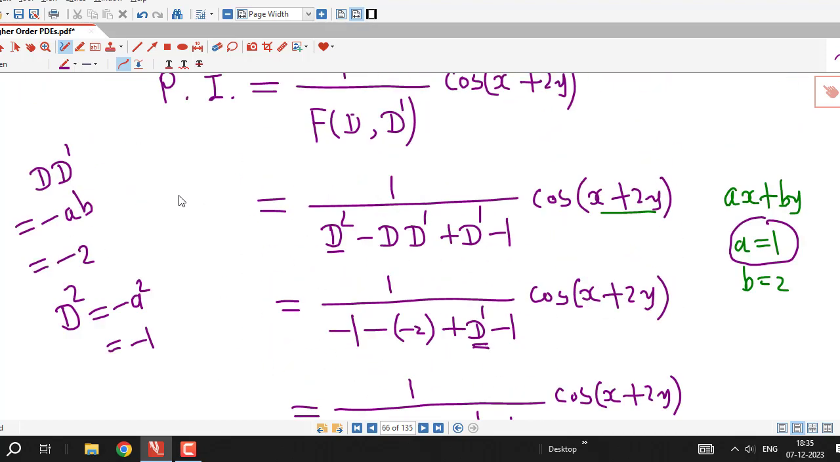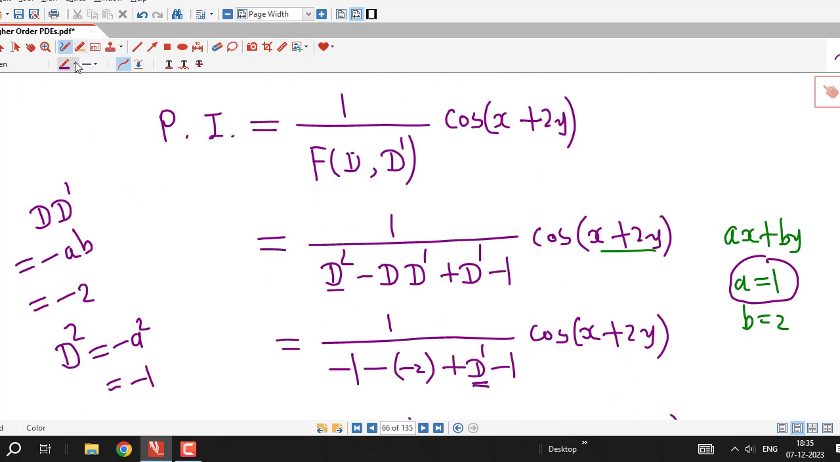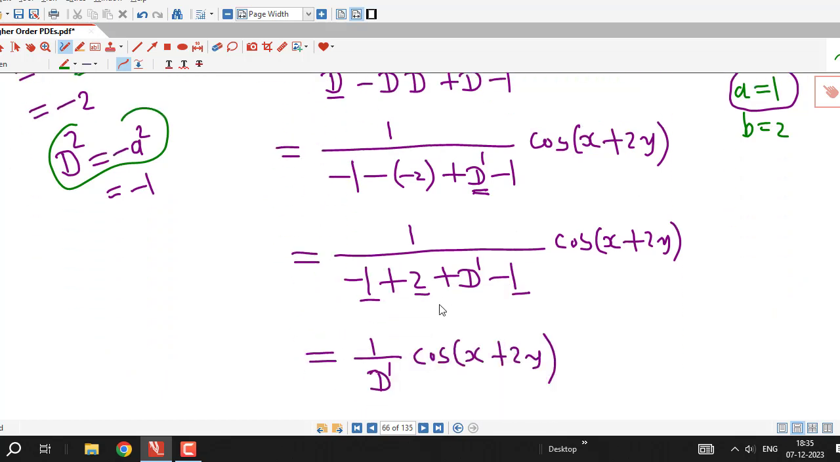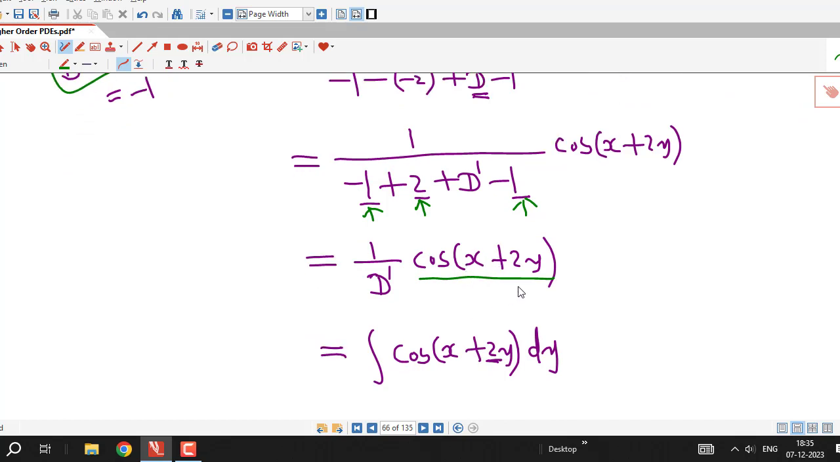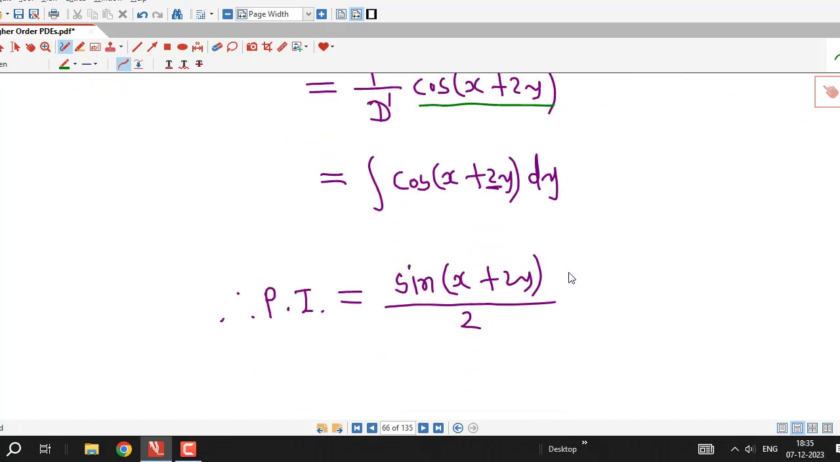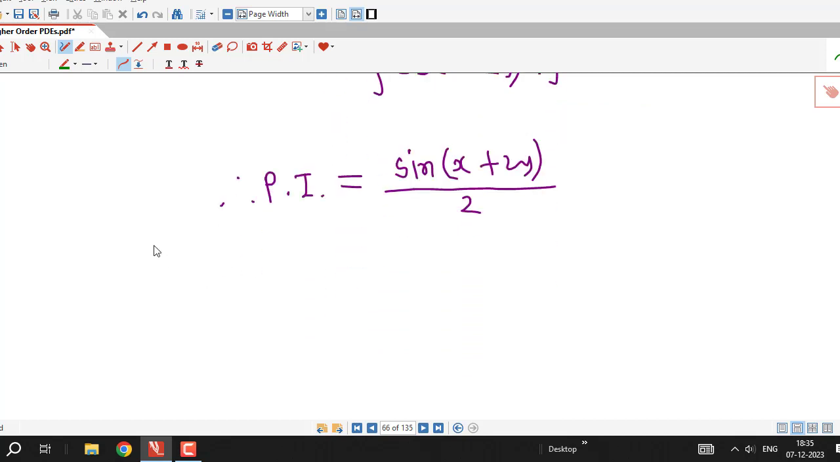So here you can understand it is very easy. Now we have replaced this D square by minus of a square, that is minus 1. D into D dash is replaced by minus 2, D dash as it is, and we see that all these constants cancel each other, and we are left with 1 over D dash cosine of x plus 2y. And after integrating this with respect to y, we find this as our particular integral. And the next step is to write down the general solution.